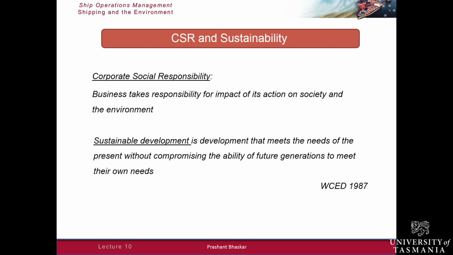With regards to sustainable development, there is quite a popular definition which is on the slide here, which came from the World Commission on Environment and Development in 1987. Basically, it says sustainable development is development that meets the needs of the present without compromising the ability of future generations to meet their own needs. So, this definition suggests that meeting the needs of the future depends on how well we balance social, economic, and environmental needs when we make the decisions today.